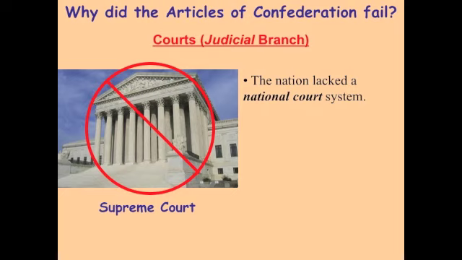So overall, the Articles of Confederation fail because there is no judicial system. There are no courts. So if you were having an issue like Connecticut and Virginia, who's going to solve that? What are they going to do, duke it out? Are they going to go to war? Are they going to fight? There were no courts to actually step in and take care of the problem.